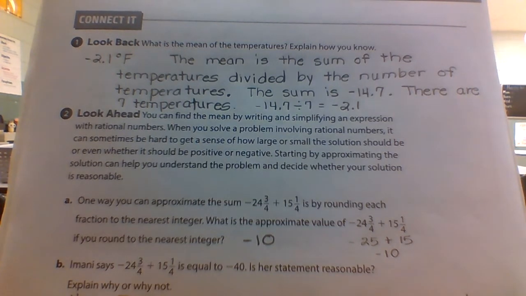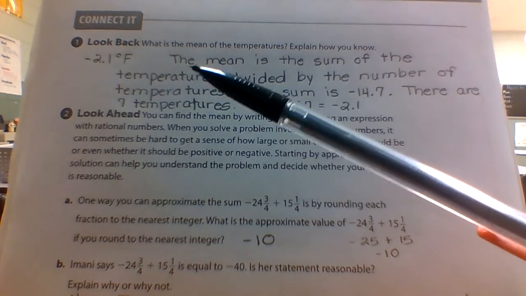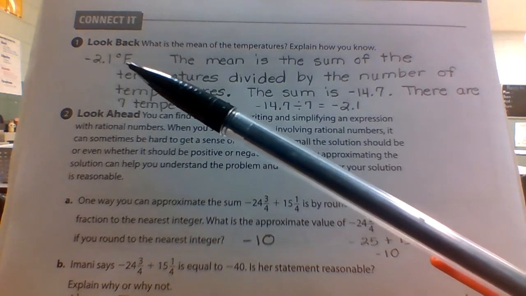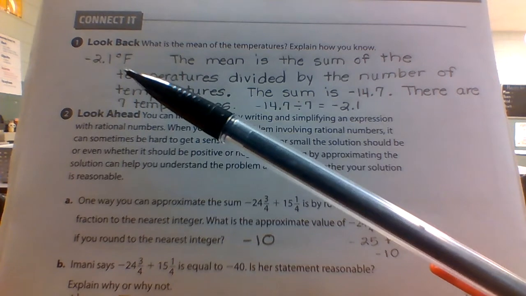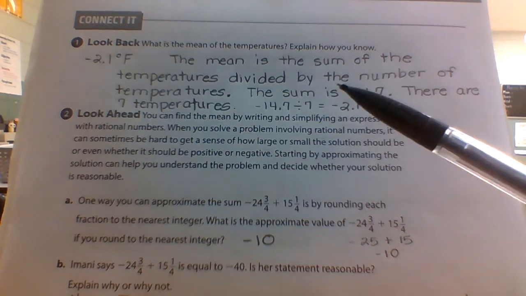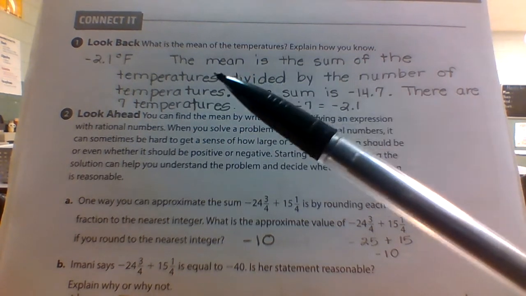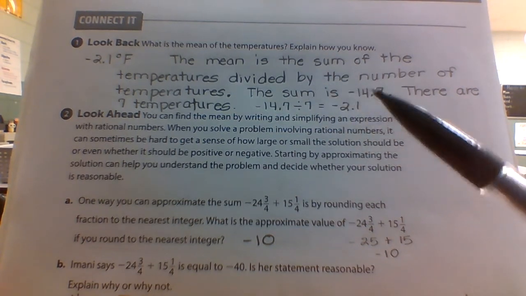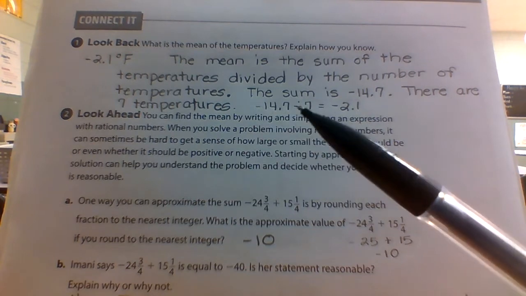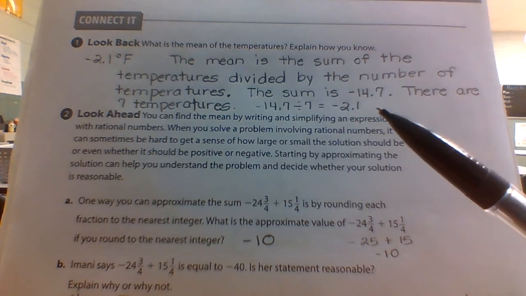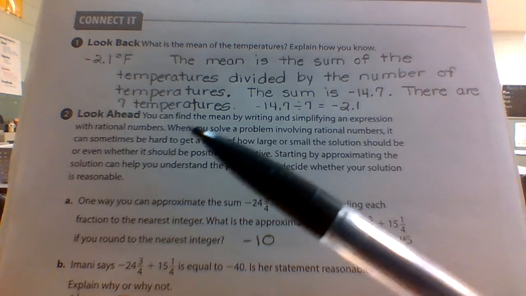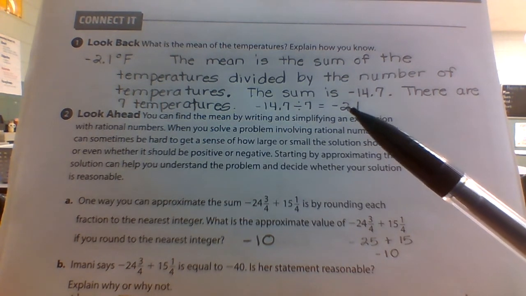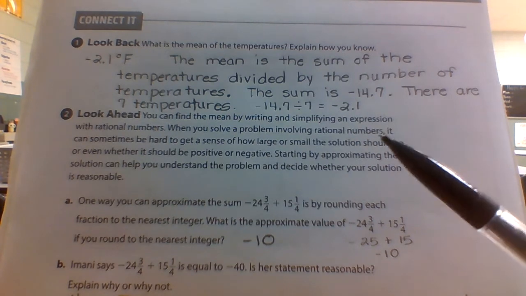Okay, moving on to connect it to the next page. It says, what's the mean of the temperatures? We found out a negative 2 and 1/10 degrees Fahrenheit. Explain how you know. Well, the mean is the sum of the temperatures divided by the number of temperatures. And the sum is a negative 14 and 7/10. And there are 7 temperatures, so you divided and received as your answer a negative 2 and 1/10.